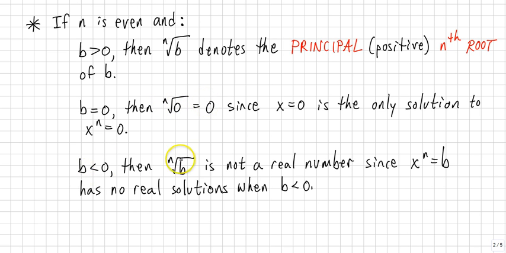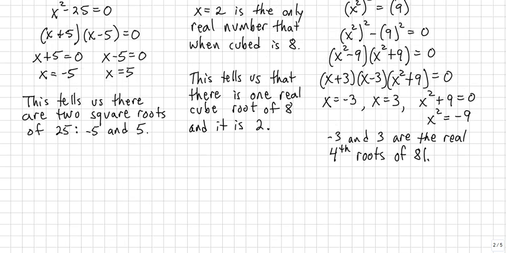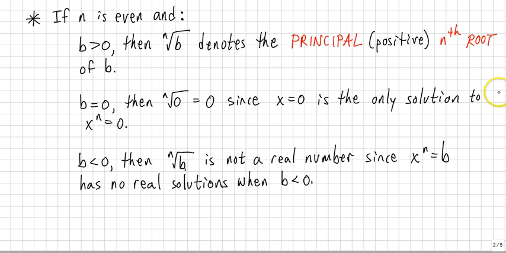Well, if b is negative, then the nth root of b is not a real number. And the reason is x to the n equals b. There's no real numbers that solve that when b is negative. We just saw an example of that right here. So x squared equals -9. So that's an even n. So 2 is an even number. B is negative. And there are no numbers that when you square them come out to be -9. So that doesn't have any real solutions. So the nth root of a negative number, if n is even, is not a real number.